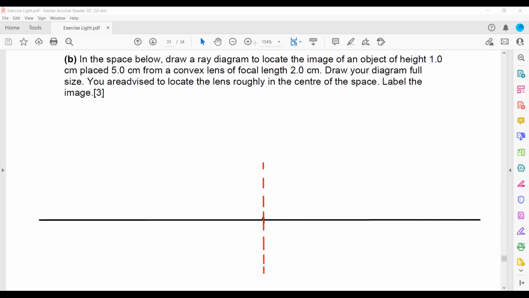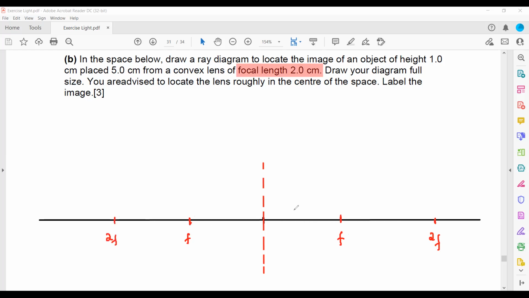Then in the question they mention the focal length is 2 centimeter. So using your scale or a ruler, measure 2 centimeter and mark F. So F should be at 2 centimeter. On the right hand side 2 centimeter, on the left hand side also 2 centimeter. And then mark 2F, 4 centimeter.